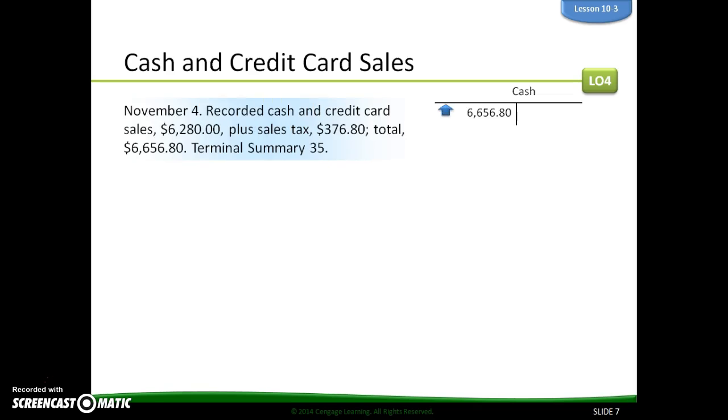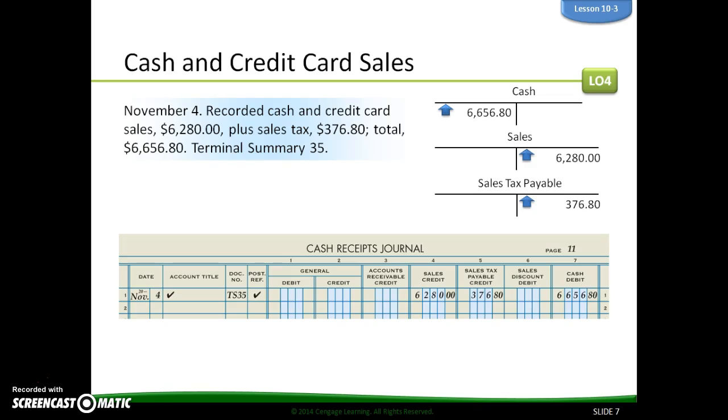So if we're looking at a cash and credit card sale, on November 4th, a sale of $62.80 plus the sales tax of $3.76, and the total is $66.56. Terminal summary 35. You can see what happens with our cash and our sales and our sales tax. So it's a debit to cash, and then it's a credit to sales and a credit to sales tax payable.